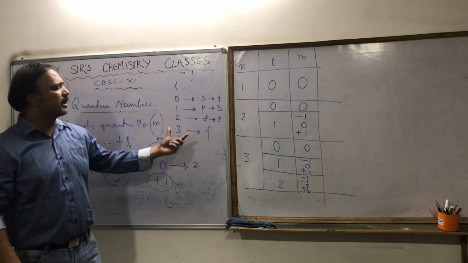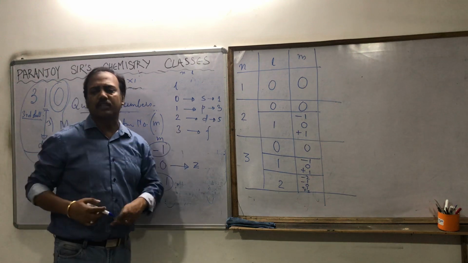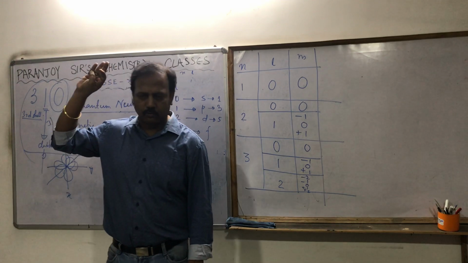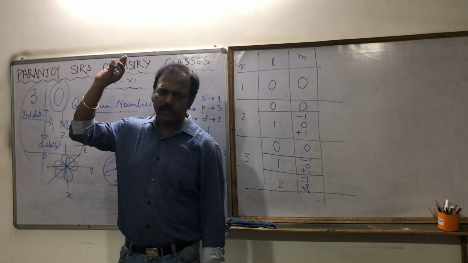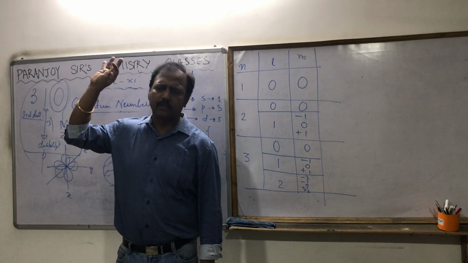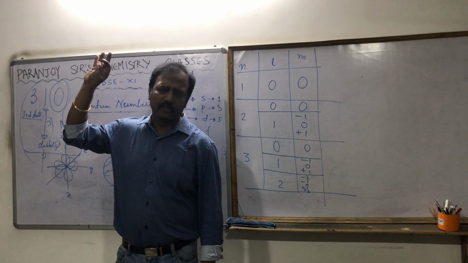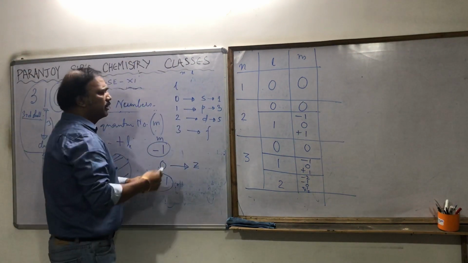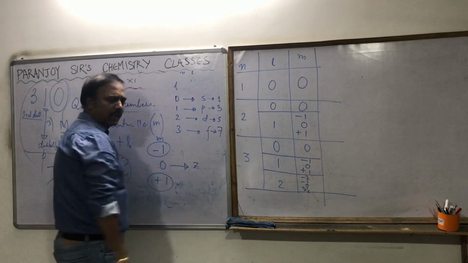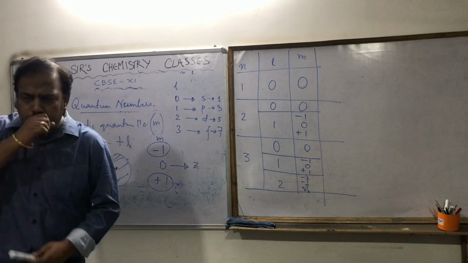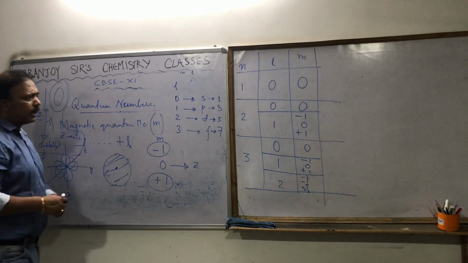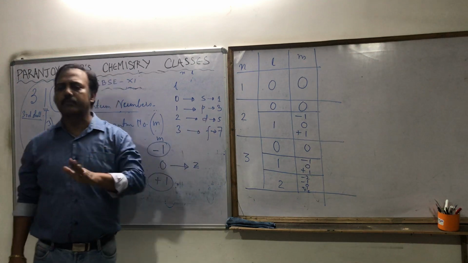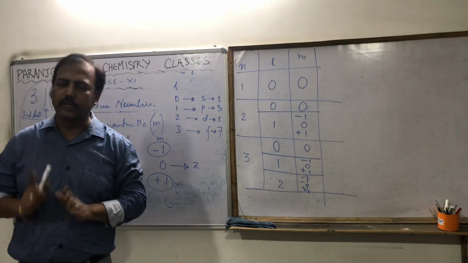Clear? And f orbital means l is equal to 3. If l is equal to 3, tell me the possible values of m. -3, -2, -1, 0, +1, +2, +3. So how many orbitals are possible? For f orbitals, there are 7 possibilities. So these are the possibilities of the number of orbitals present in a particular shell or energy level, depending on their orientation.